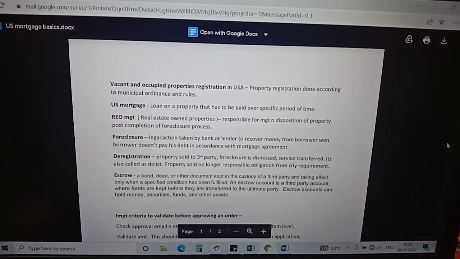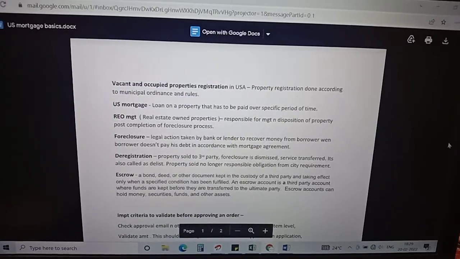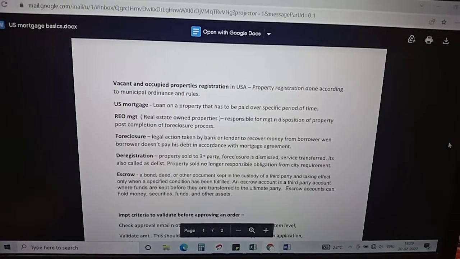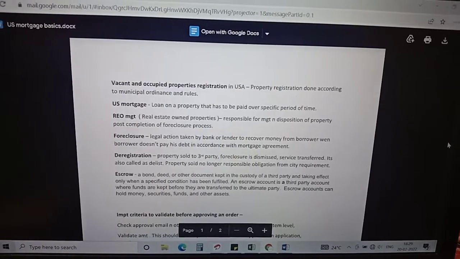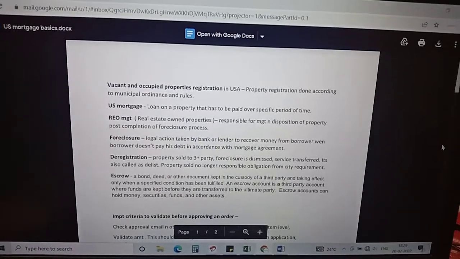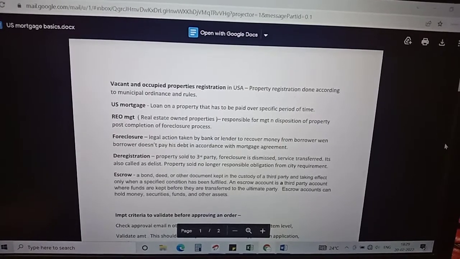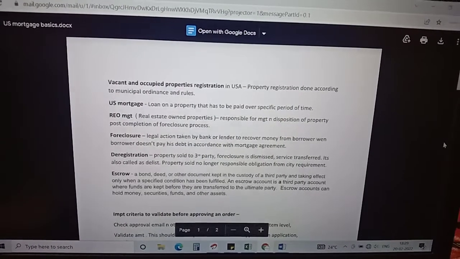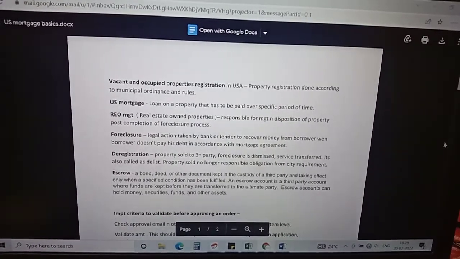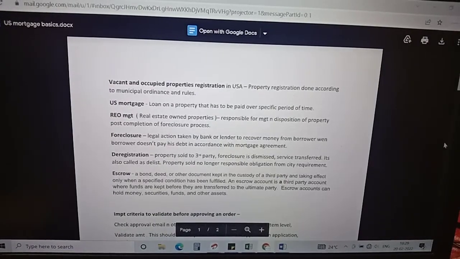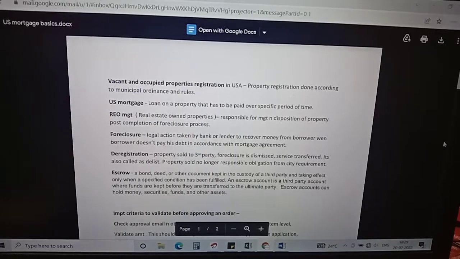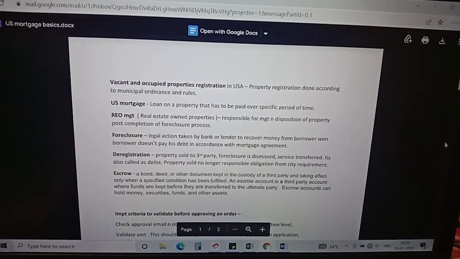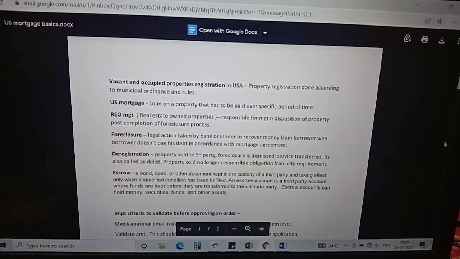What do you mean by mortgage? Mortgage is a loan on a property that has to be paid over a specific period of time. It is all about taking a loan on a property which can be paid over a period of time. The next topic is REO management. REO means real estate owned properties. REO is responsible for management and disposition of property after completion of the foreclosure process.